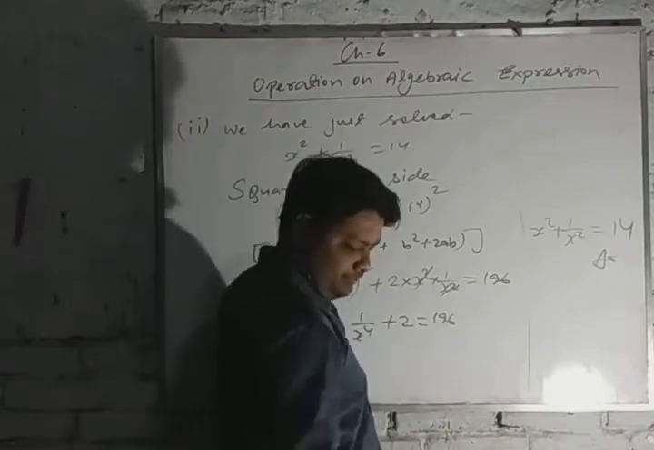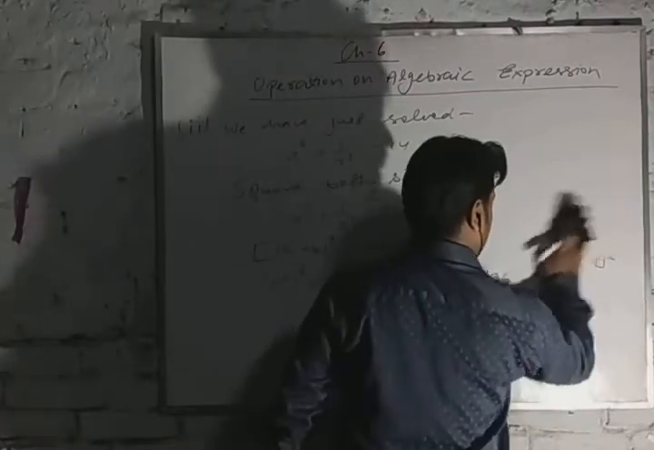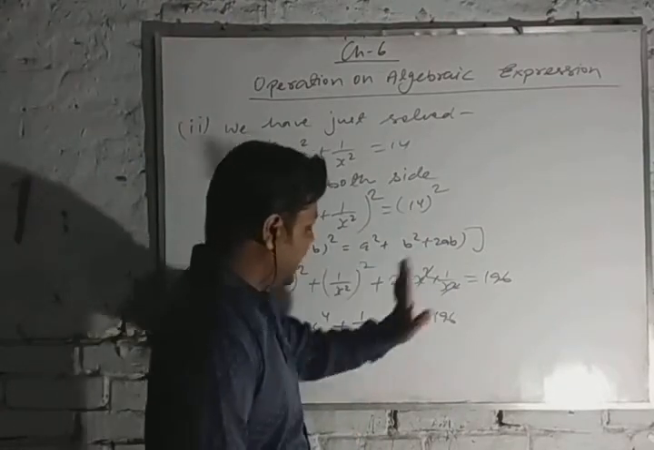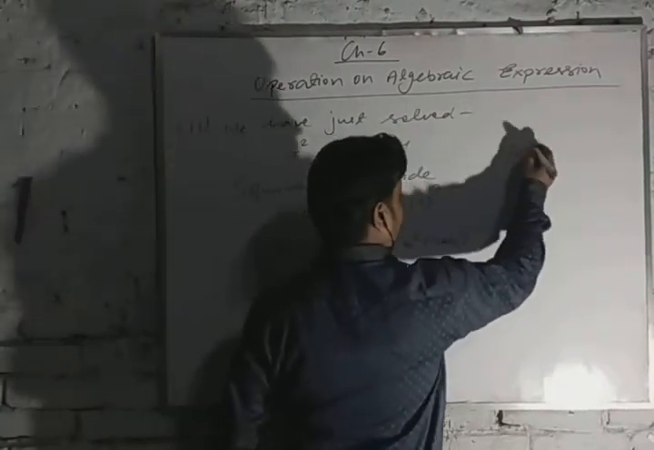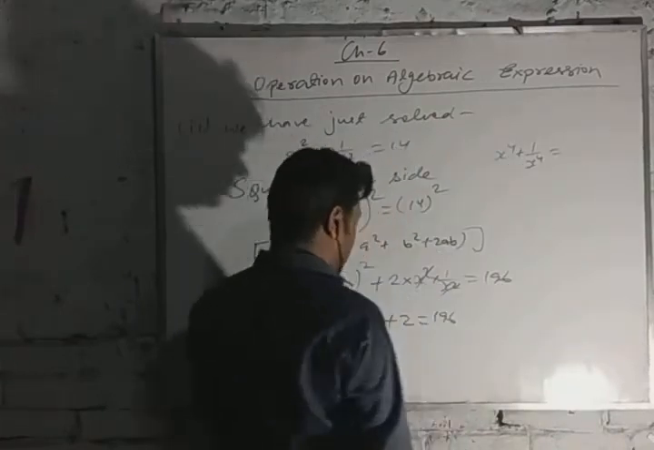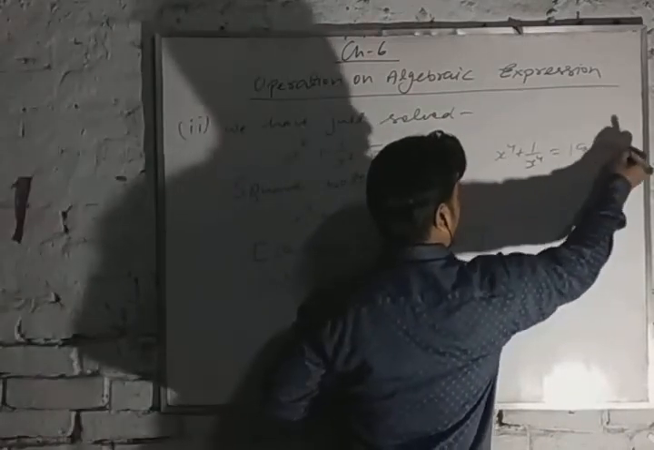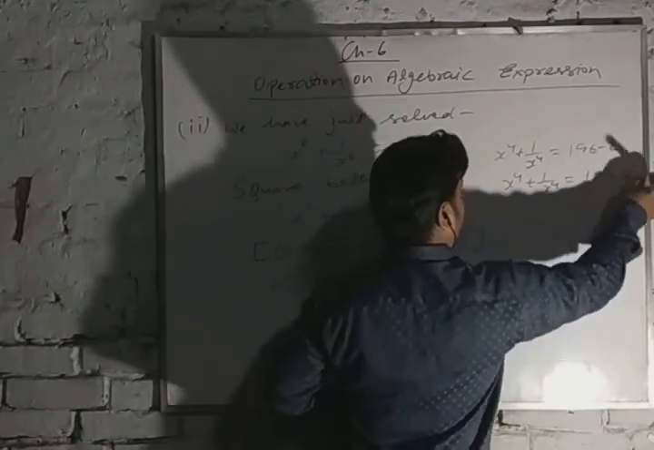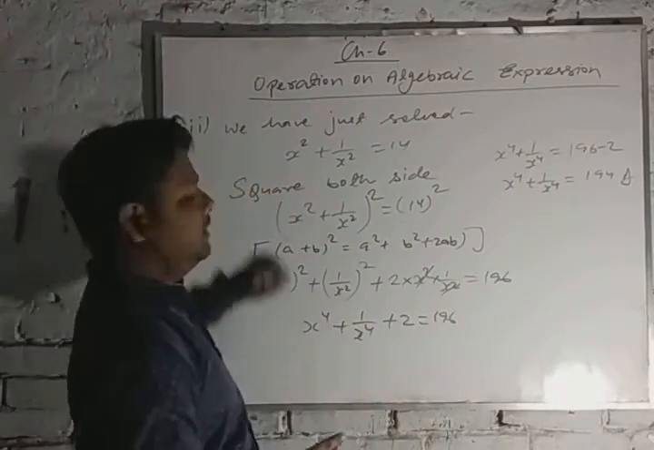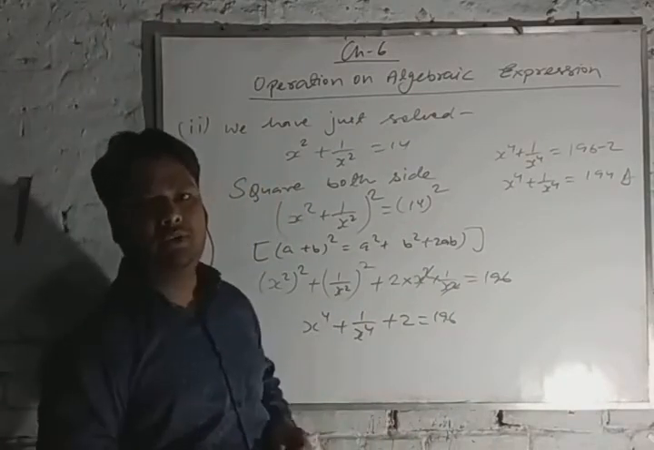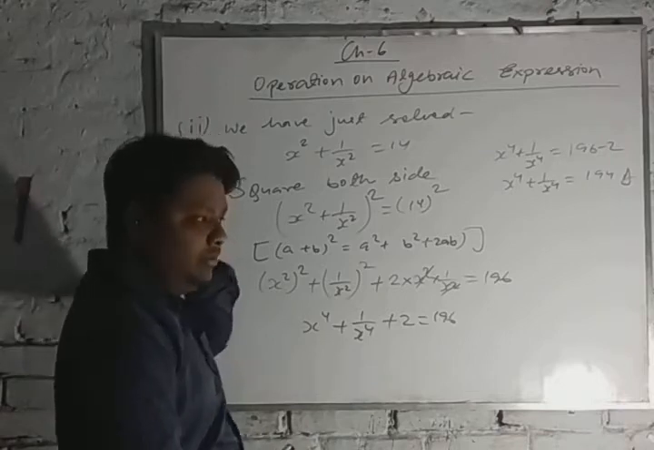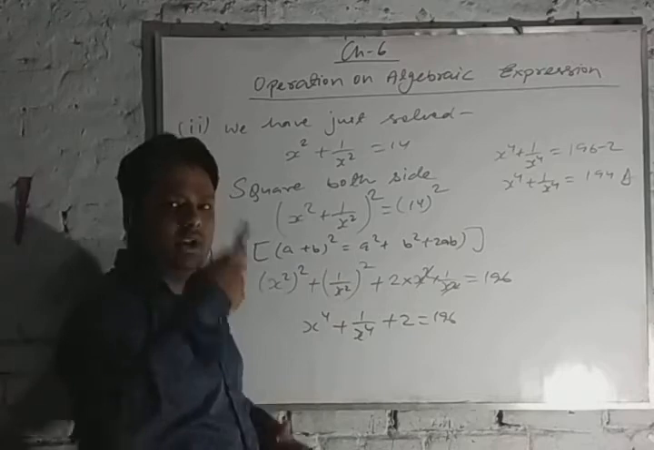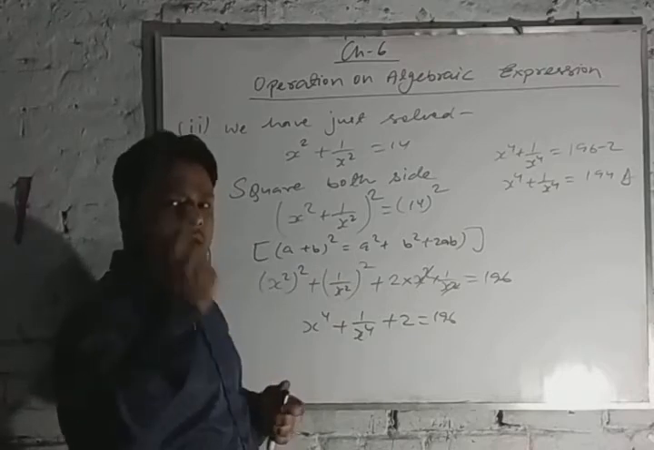Now here, after that, if we take plus 2 to that side, x4 plus 1 by x4 is equal to 196 minus 2, then you will get 194. So this is the answer of question number 2. So like this we will solve it. But if the same question has a negative sign instead of all plus, now let's solve one question based on the negative value.